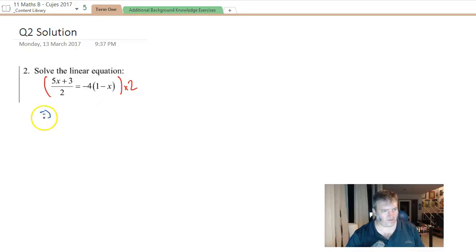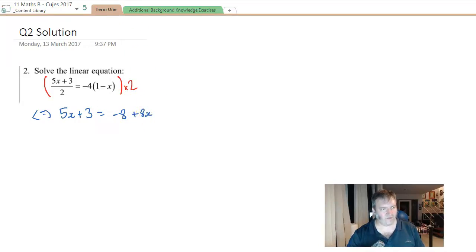Well, the 2 is going to cancel on the left-hand side. So I've just got 5x plus 3 on the left. And that becomes 2 by negative 4 is negative 8. And I'm going to expand. I think you can cope with all this at once. So negative 8 by 1 is negative 8, and negative 8 by negative x is 8x.